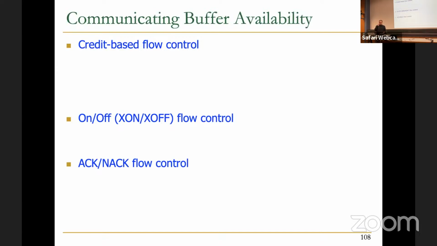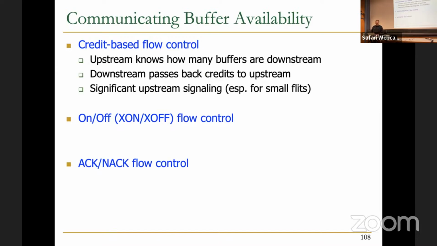Another issue is that we need to communicate buffer availability, and we can use different techniques. One of them is credit-based flow control, where upstream knows how many buffers are downstream, and downstream passes credits back to upstream. There needs to be significant upstream signaling, especially for small flits. So you need to communicate between upstream and downstream so they know how many buffers are available.